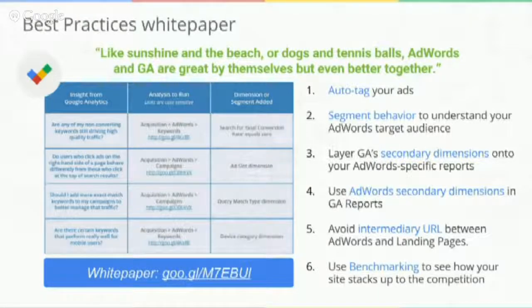Things you should keep in mind: always try to auto tag your ads. That's the recommended practice. It enables us to do a lot of extra reporting that is really helpful when you're measuring business performance or diagnosing issues with your campaigns. Segment your behavior. Look at different segments of your traffic, create a segment for mobile devices and see how that performs versus your desktop to really understand if mobile is an issue for you. Layer secondary dimensions, which are either GA dimensions or AdWords dimensions, on your reports to understand if there are micro segments that are not working for you or working very well for you, so you can optimize better. Look out for redirects and intermediary URLs.